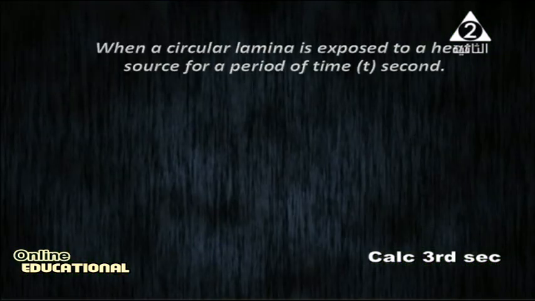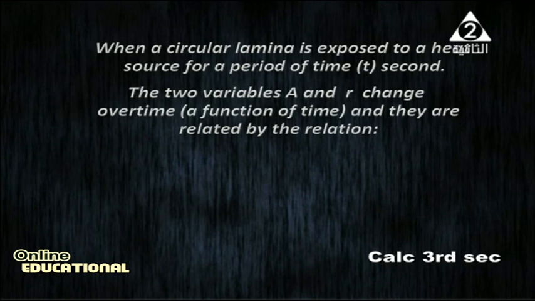when a circular lamina is exposed to a heat source for a period of time t seconds, the two variables A and r, where A is the area of the lamina and r is the radius of the lamina, change over time. Then we have functions of time, and they are related by the relation A equals π r², the area of the circle.